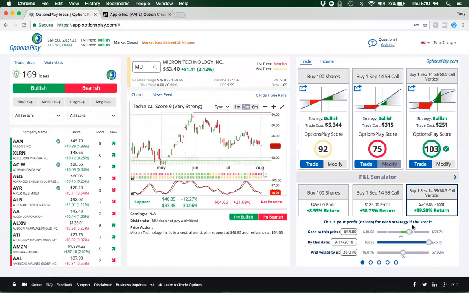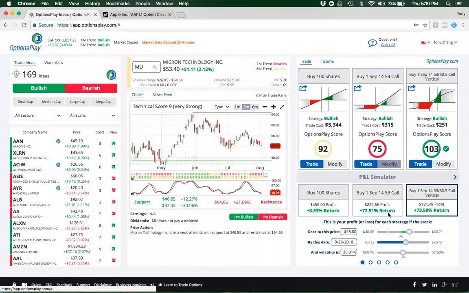However, as you can see, that doesn't necessarily mean that you can't trade it, because in the example that I provided, if Micron hits $58 in a relatively short period of time, you're still making a 72% return. So just because it's a low score doesn't mean you can't make any money. It just means that you may not make as much money, and it's telling you that the risk reward is not great.